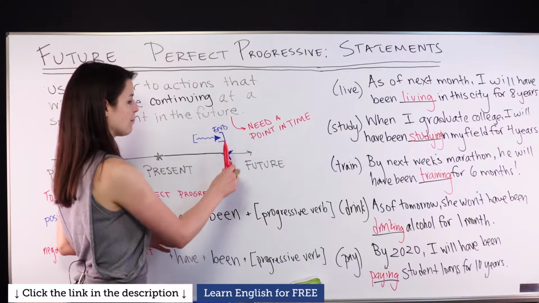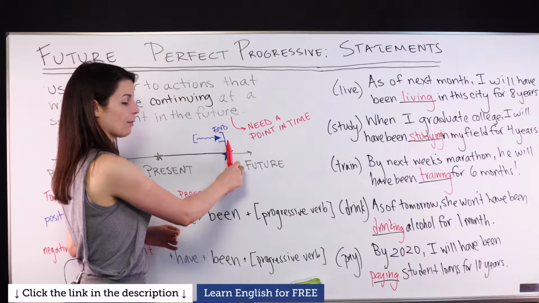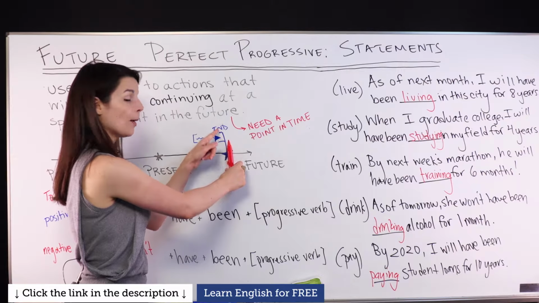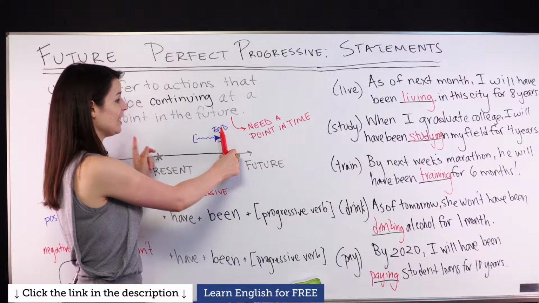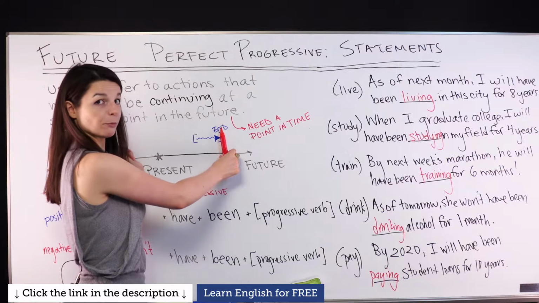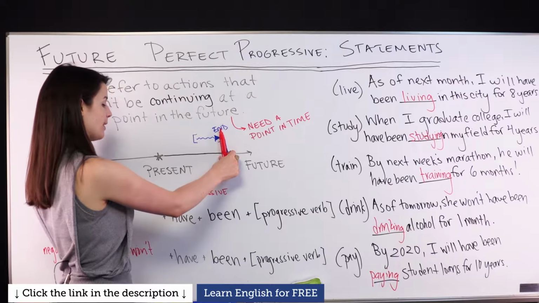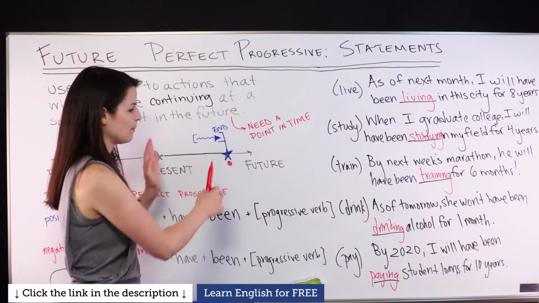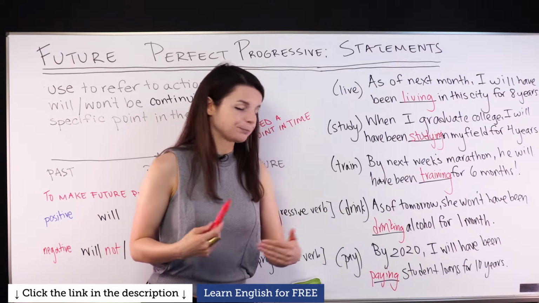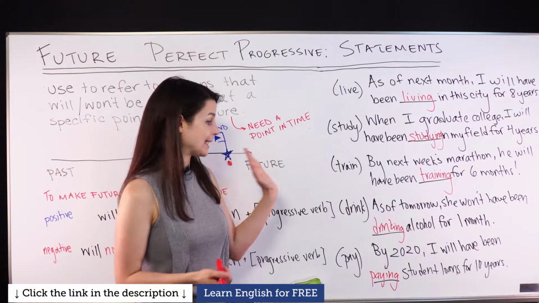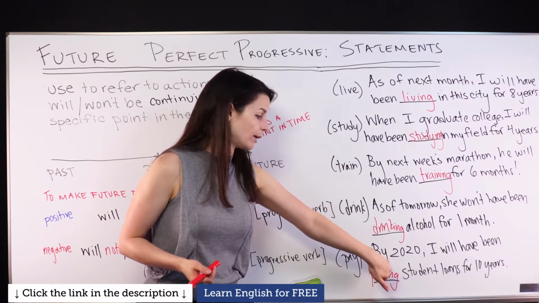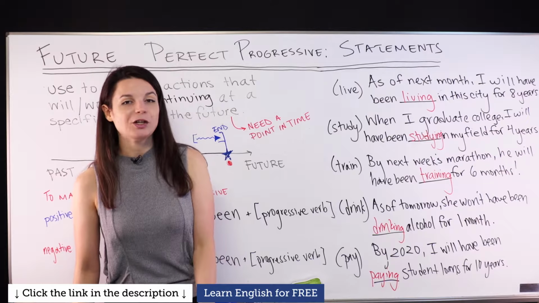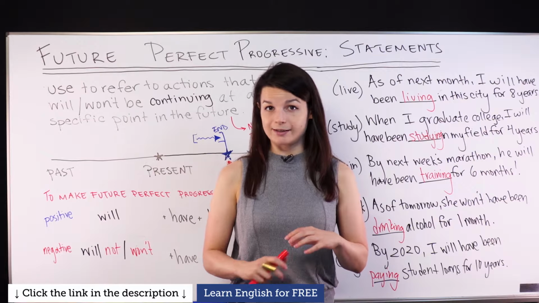So at 2020, by the year 2020, this is my key point here. I will have been paying, that means up until this point, continuously, I will have been paying student loans for a 10-year period. So again, this is a continuing action, started sometime and is going to continue to this point mentioned in the sentence. So this is a quick introduction to the future perfect progressive tense.